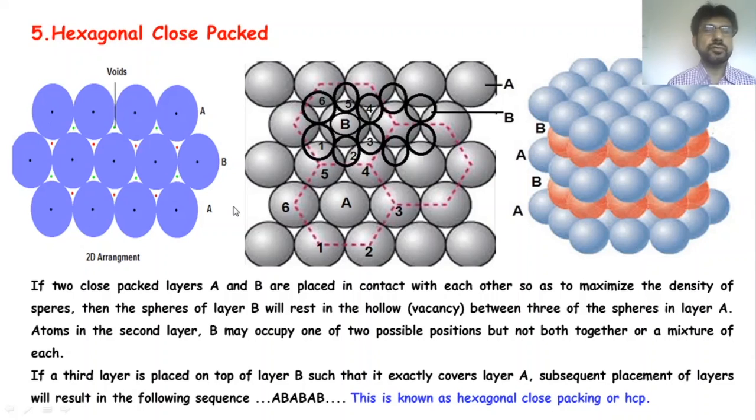Now students, we are going to see the third type of structure, that is the hexagonal close packed type of structure, also known as the HCP type of structure. Here we are going to see how the structure is formed, how many atoms are present in the unit cell, and what is the coordination number of the hexagonal close packed structure.